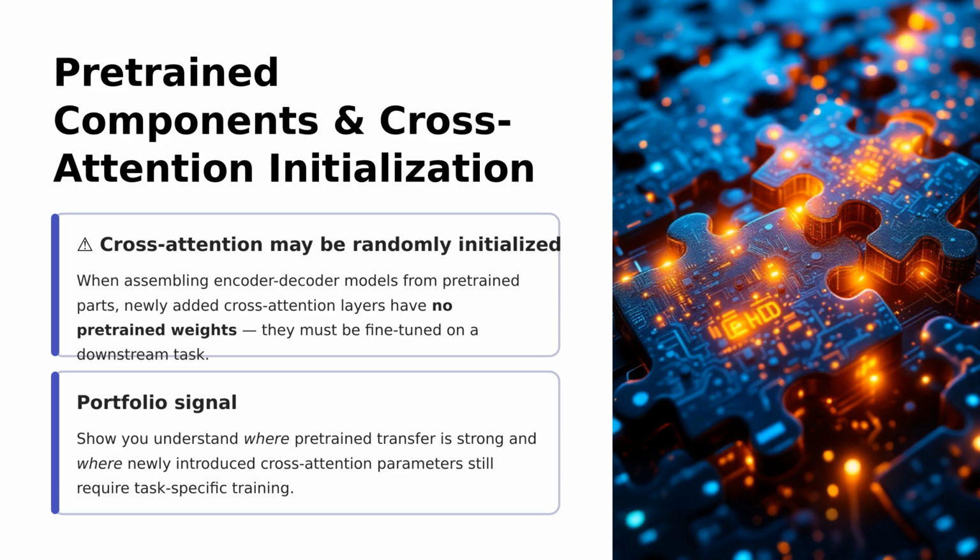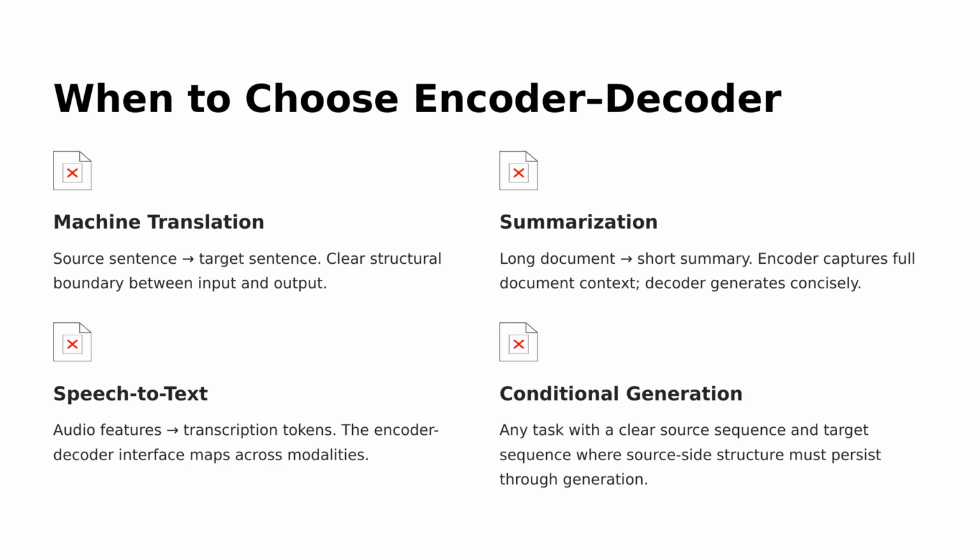One important caveat with encoder-decoder assembly is cross-attention initialization. The encoder and decoder may come from pre-trained components, but the cross-attention layers that connect them are often newly introduced, so they start with random weights. That means transfer learning is only partial here. To make the full model work well, those cross-attention parameters still need downstream fine-tuning on the specific task.